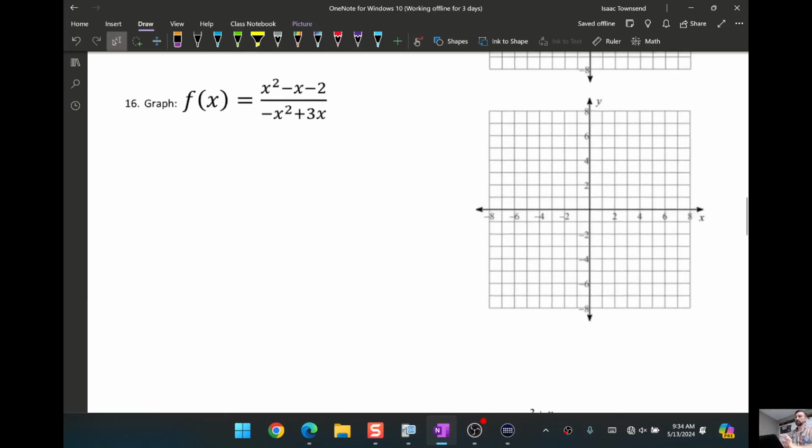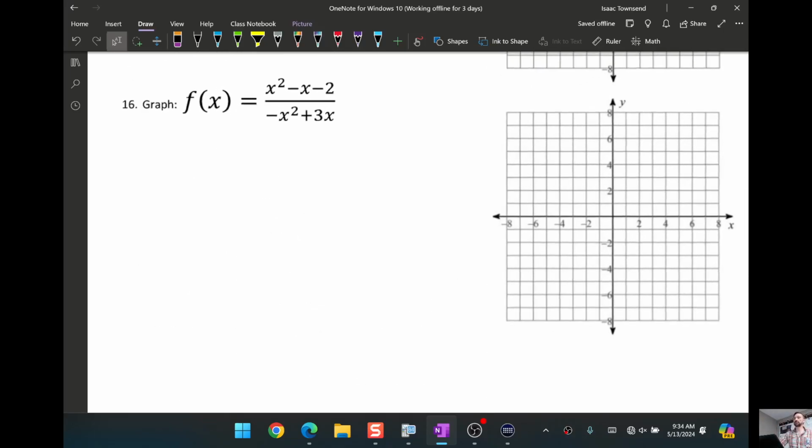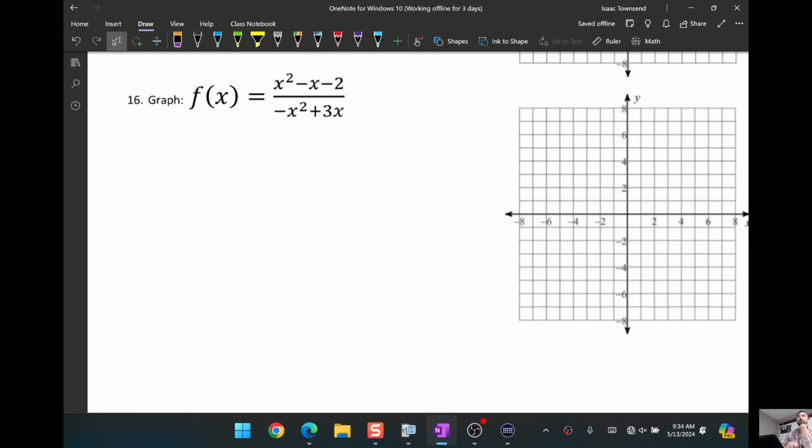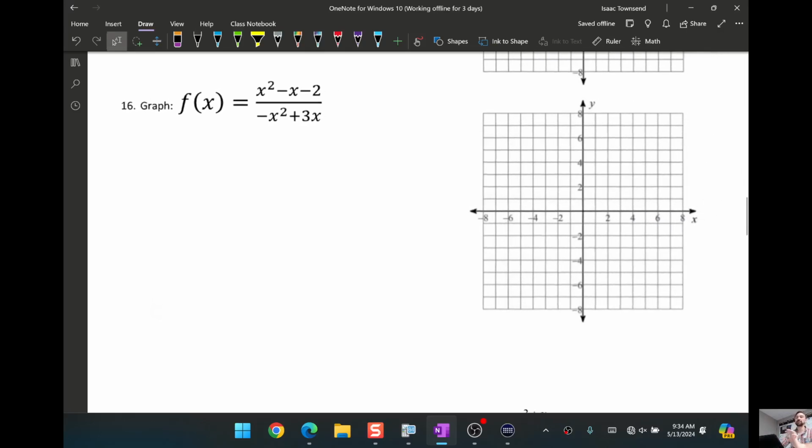All right, so 16 is a rational function. This is what we looked at last class, except last class it specifically said, find the holes, find the x-intercept, find the y-intercept, find the slant asymptote, find the horizontal asymptote, basically find everything. And this one gives you a little more freedom to do what you want, but you still should probably be doing most of the same things, if not all the same things.